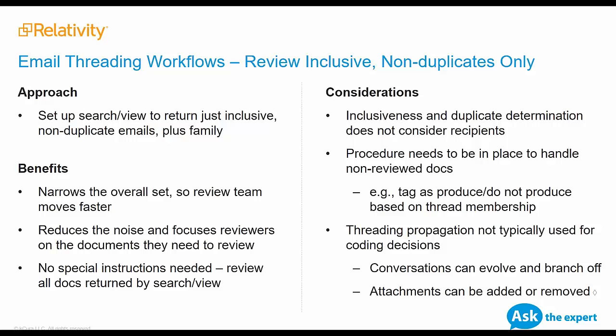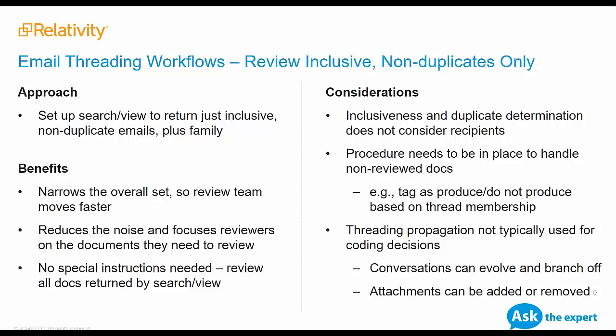You'll also need, if you're coding just the inclusive non-duplicates and skipping over for the moment the non-inclusive or duplicate items, a procedure to come back and tag the other documents. Again, this is a decision point: can you produce just the inclusive emails, or do you need to produce the whole thread? I think we more commonly see that the entire thread needs to be produced, so those items that weren't actually manually reviewed need to be tagged to be produced.